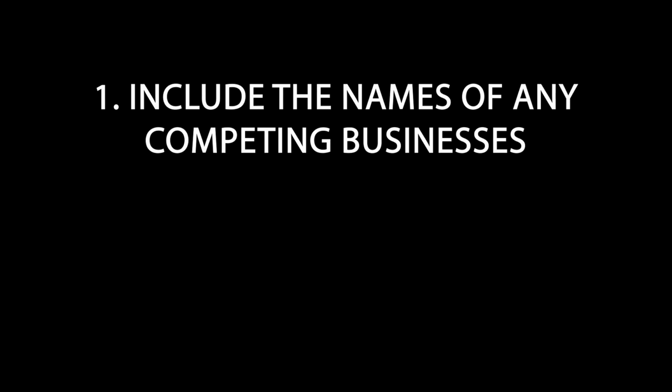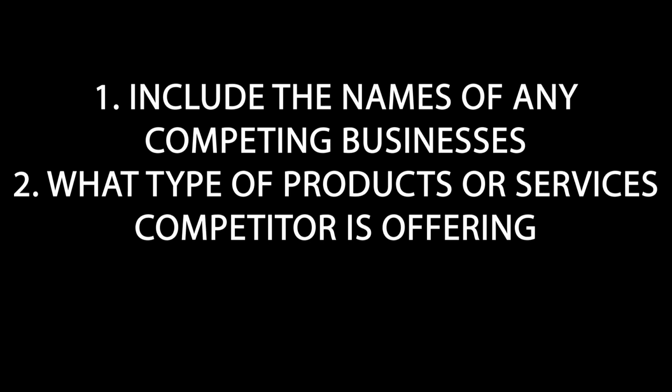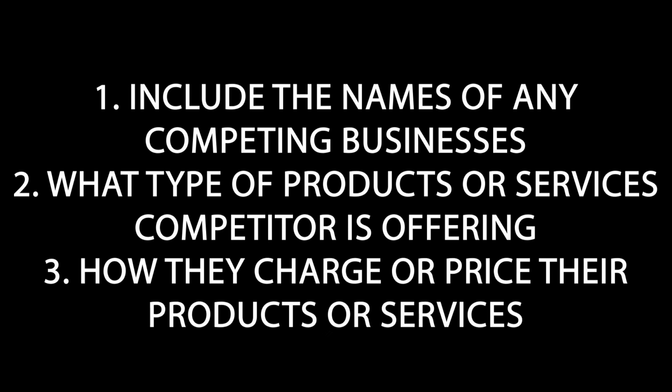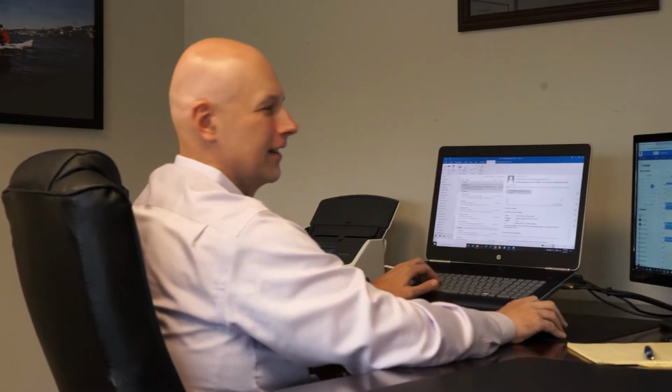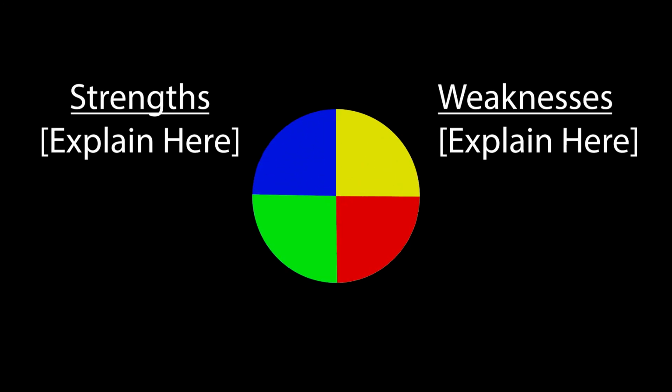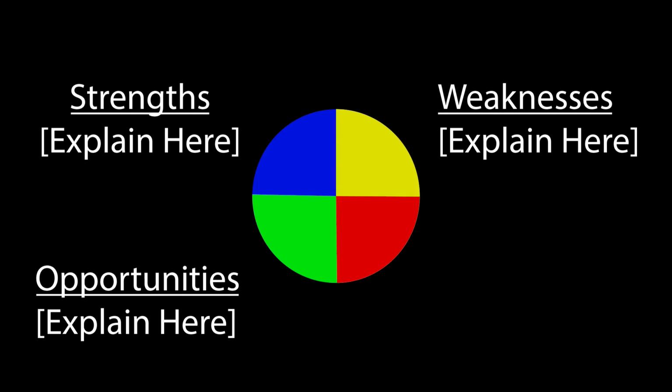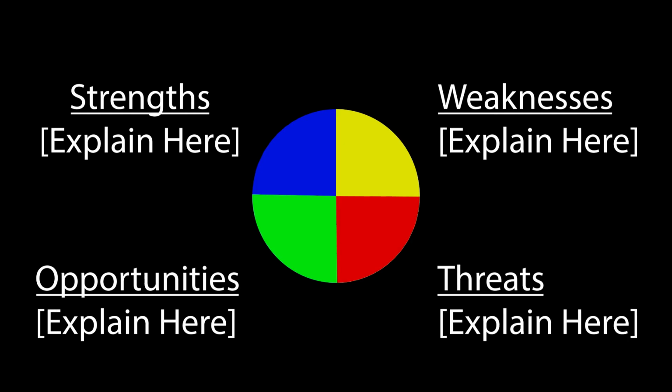In your market analysis, you should include the names of any competing businesses, showing their relative strengths and weaknesses, what type of products and services they are offering, and how they charge or price things. You also want to include a description of what your business's target market is and the type of customers or clients you are targeting. When you are doing a study of your competitors, many applicants find it helpful to use what is called a SWOT analysis, S-W-O-T. In other words, for each competitor, you do a little graphical diagram showing what each competitor's strengths and weaknesses are, what the opportunities are for your business, and what the threats are from each competitor.